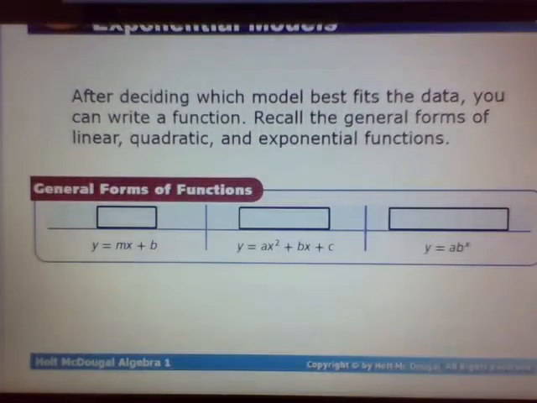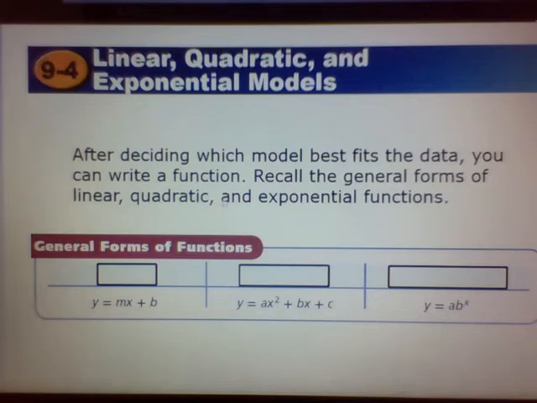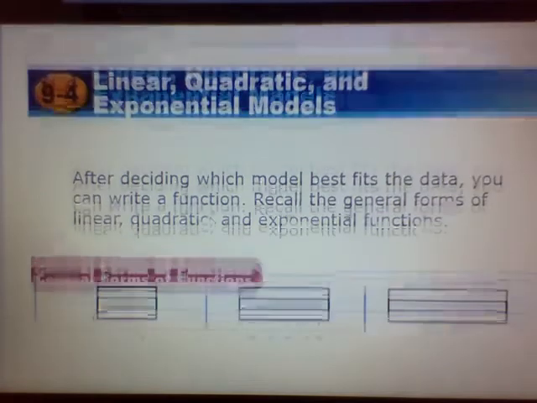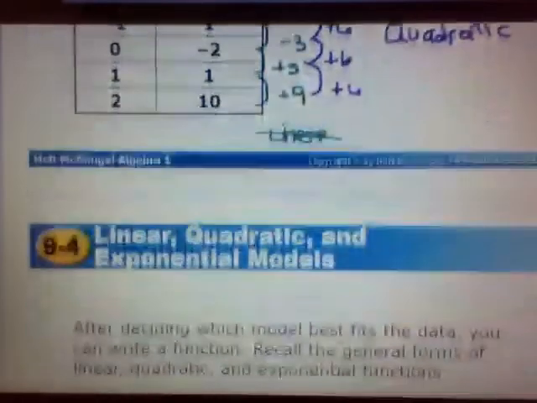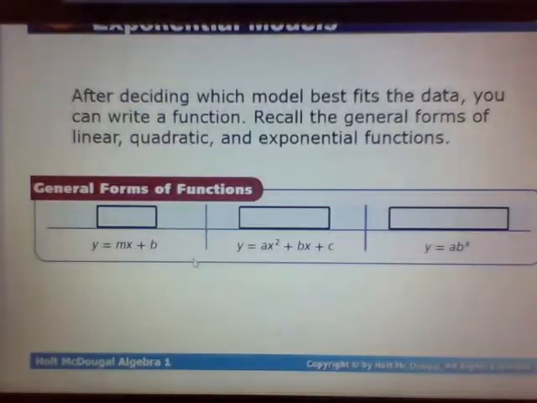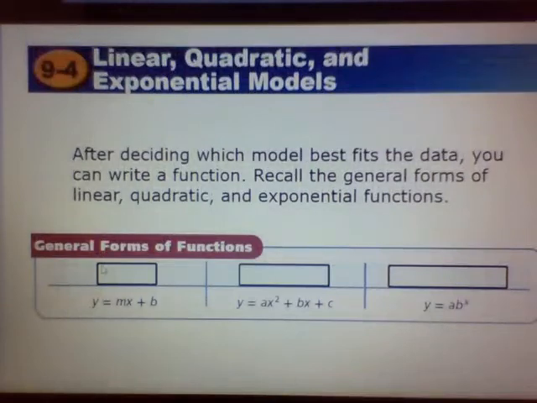All right, so the next piece here is deciding which model best fits the data and writing a function. So for instance, now that we knew this was quadratic, what would be the equation that we would use in order to get from one data point to the next? So first thing is the linear equation. So notice that we have y equals mx plus b.